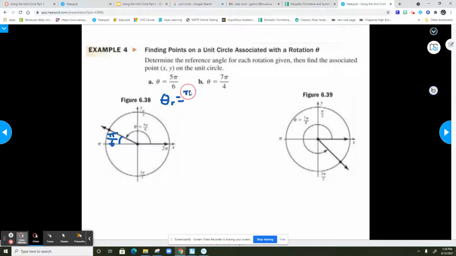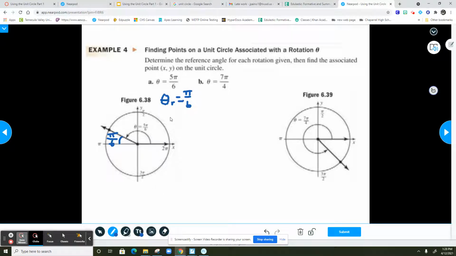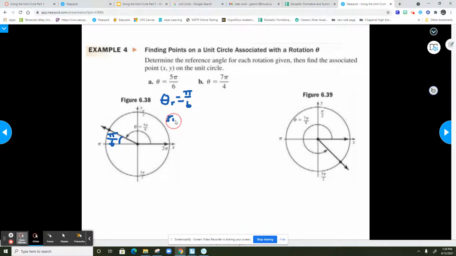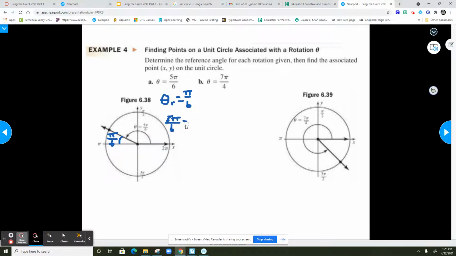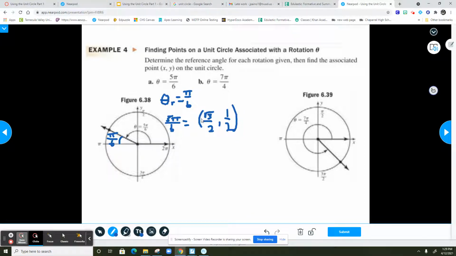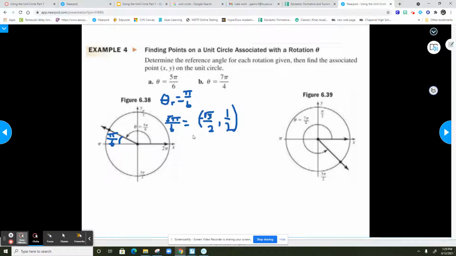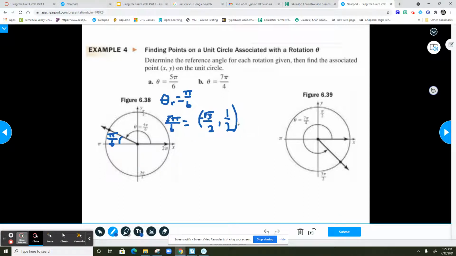What is the point on the unit circle that is associated with 5 pi 6? Now we just have to think back. What is pi 6? Pi 6 is 30 degrees. What do we know about 30 degrees? If we remember correctly, it's root 3 over 2 and 1/2. Now we look at what quadrant we're in. We're in the second quadrant, so the x has to be negative. The x and y coordinates for 5 pi 6 are negative root 3 over 2 and 1/2.